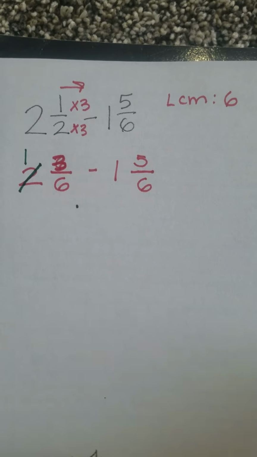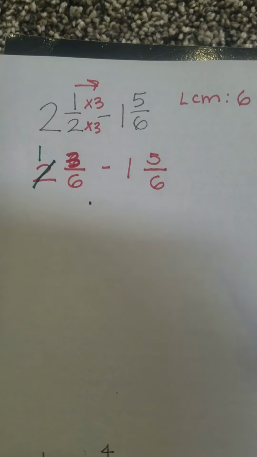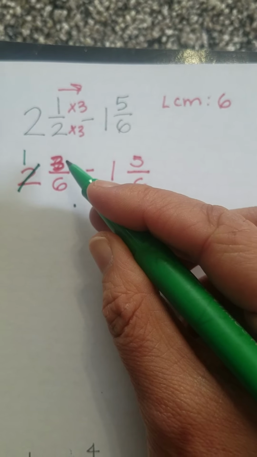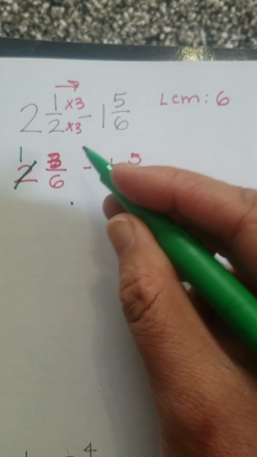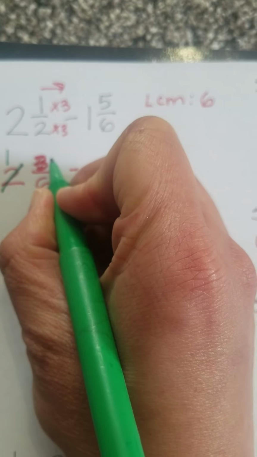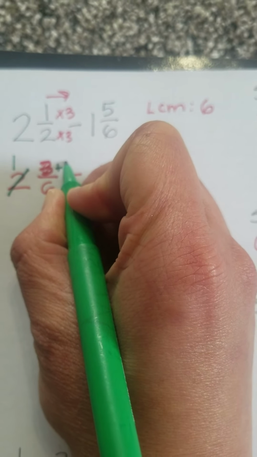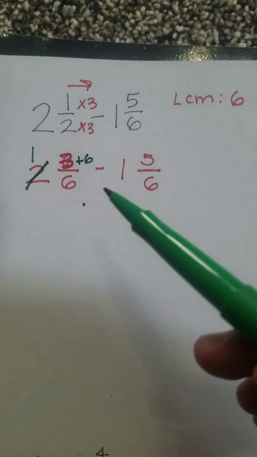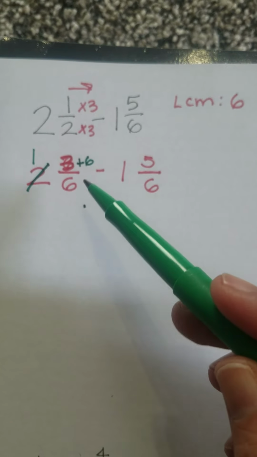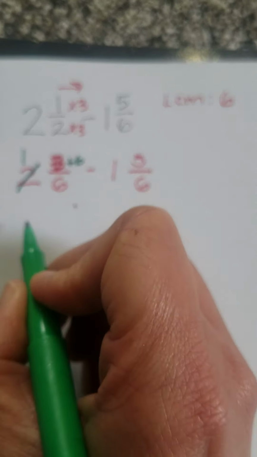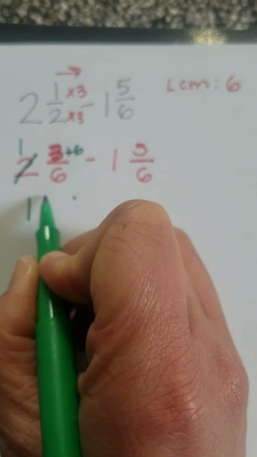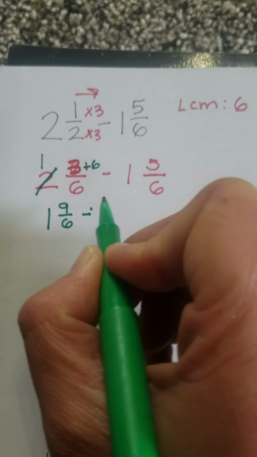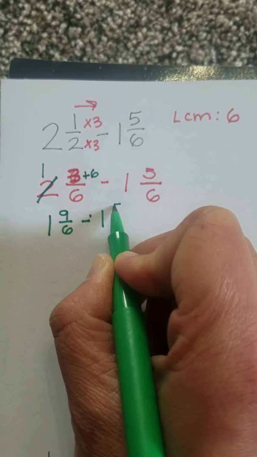Now this is the biggest step I really need you to pay attention to. Whatever our denominator is, that's what we're going to be adding to our numerator. Plus 6. So the reason why I'm adding 6 is because my denominator is also 6. So now my new fraction looks like this: 1 and 9/6 minus 1 and 5/6.